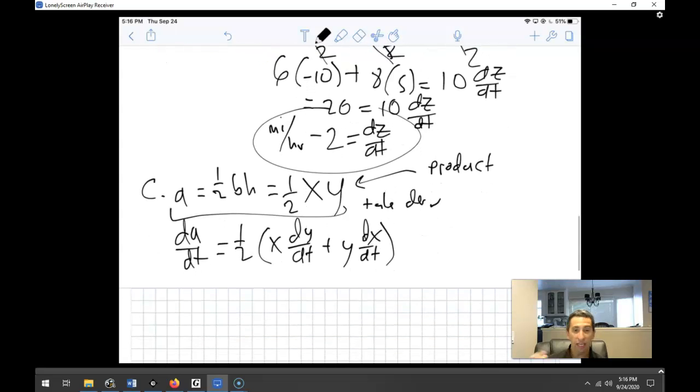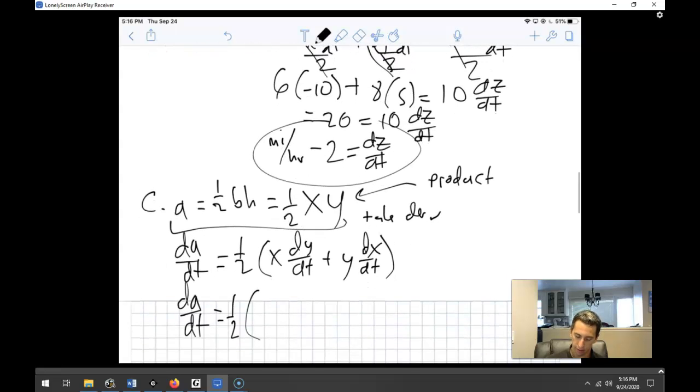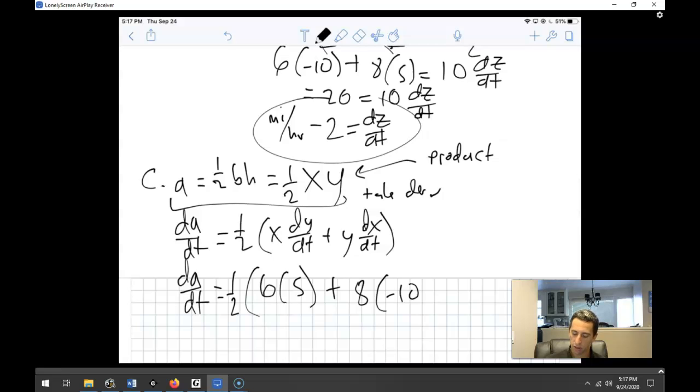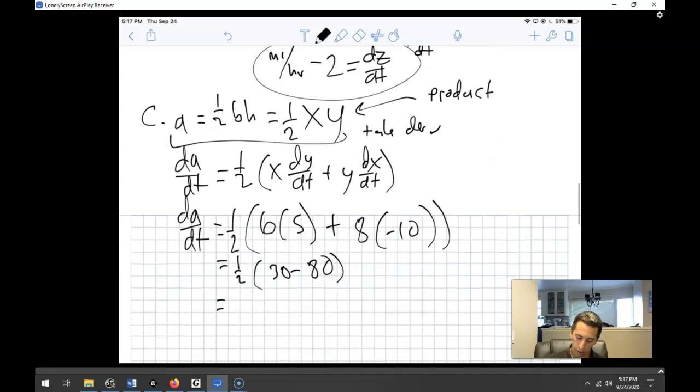Okay, and now again, we have all these pieces of information. So it's dA/dt. The 1/2 stays in front. What is the x? Well, x is still 6. The dy/dt is 5. The y is 8. And the dx/dt is -10. We had to use the product rule because x and y are both changing. Okay, so let's work this out. This is half of 30 minus 80. So I actually got a value of 1/2 times -50, so -25.